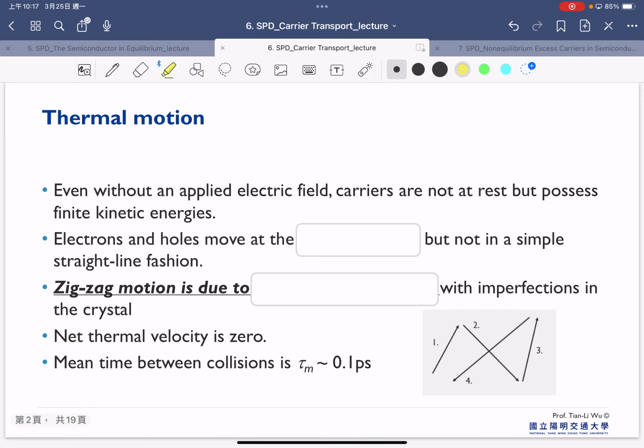First of all, we have to understand that even if we don't apply any field and there's no concentration difference, there's already motion. That's what we call thermal motion. Even without an applied electric field, carriers are not at rest, but possess finite kinetic energy. Once the carrier has energy, it will not just sit there; it will definitely start to move. So electrons and holes move at the thermal velocity.